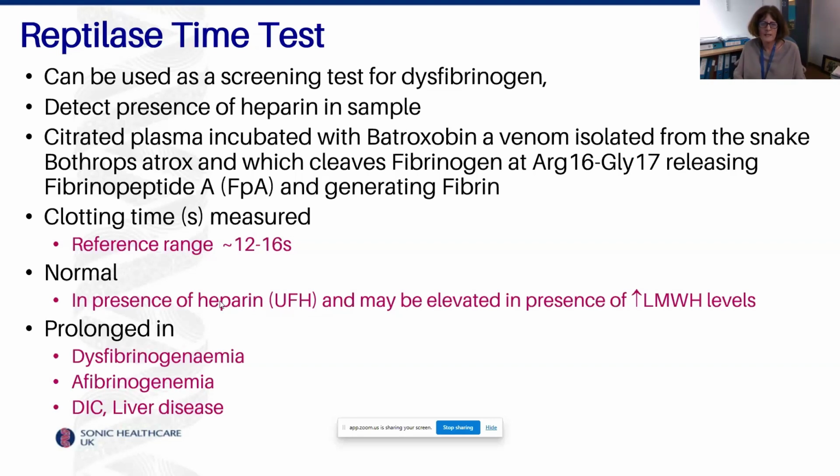So that helps us when the APTT is prolonged. We can use a reptilase time and a thrombin time to help us decide which pathway to investigate, whether we think it's a factor deficiency or if it's heparin that's caused the prolonged APTT.